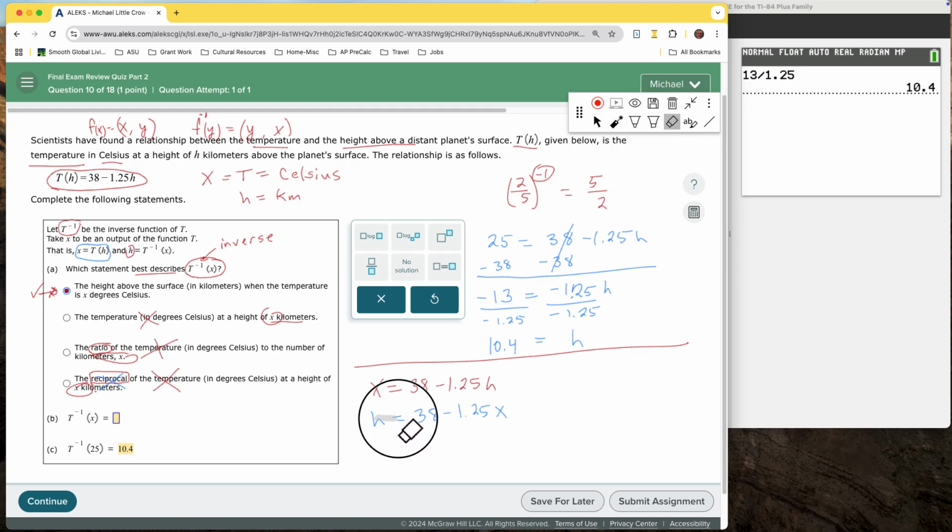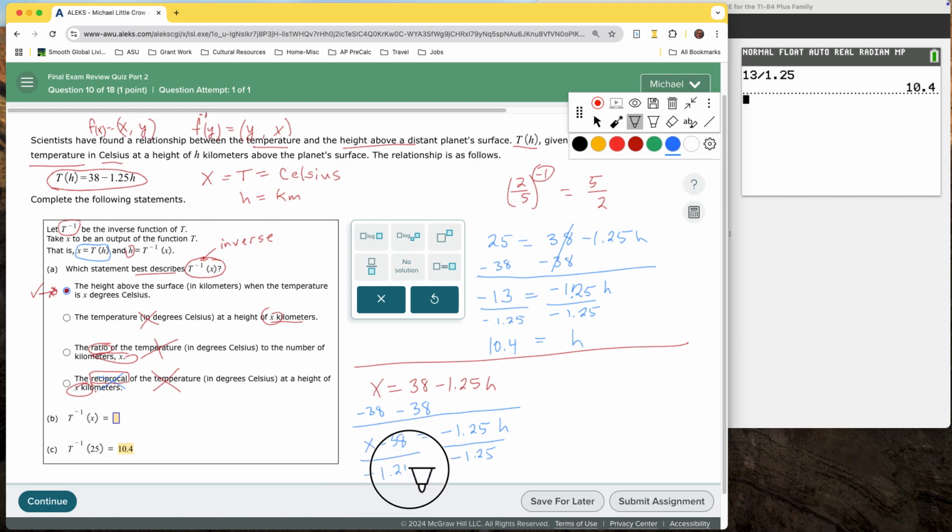Because of the way they have this set up, usually we just set up with x and y, so usually we do this step here. What we're going to do is they've kind of already done the substitution for us. So we're going to solve this for h, like the steps we just did up here. But instead of having a number in for x, we're just going to leave x as x. So we subtract 38, and we get x minus 38 equals negative 1.25h. And then what's the next thing we do? We divide both sides by negative 1.25.